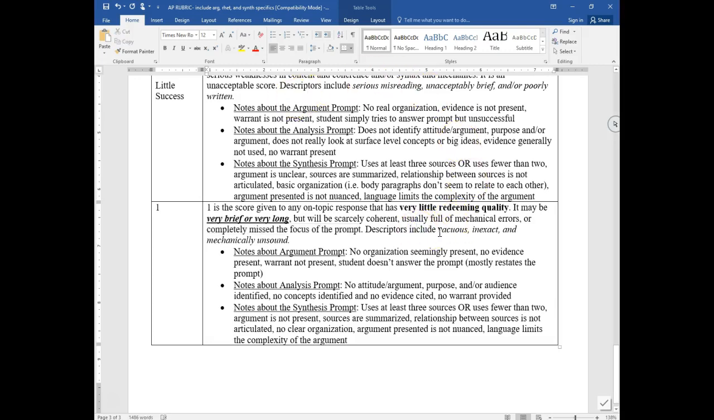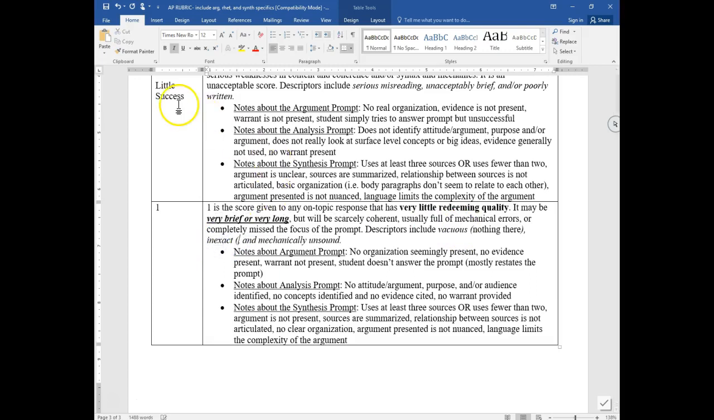So descriptors here are just words that you would use to describe the language, which is vacuous. Vacuous means like in a vacuum. There's literally nothing there. So if you're in science class, you're talking about space, a vacuum is where nothing exists. There's no wind, there's no oxygen, there is nothing there. It's complete silence and there's nothing happening. So vacuous means that it has nothing going on.